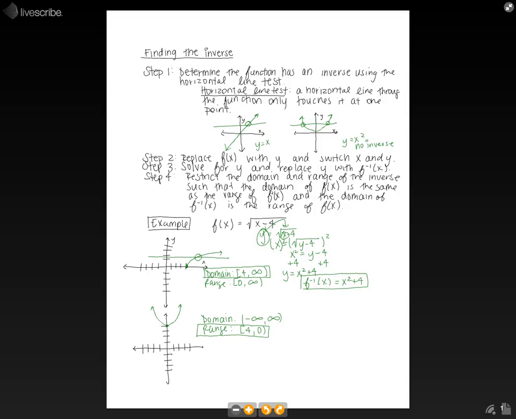So we can restrict our domain to 4 included to infinity. So then now our domain will also match the range of the original function. So our new graph with these constraints will look like this. And we can see that it looks a lot like our original function. It's just inverted over the line y equals x. It's the mirror image.